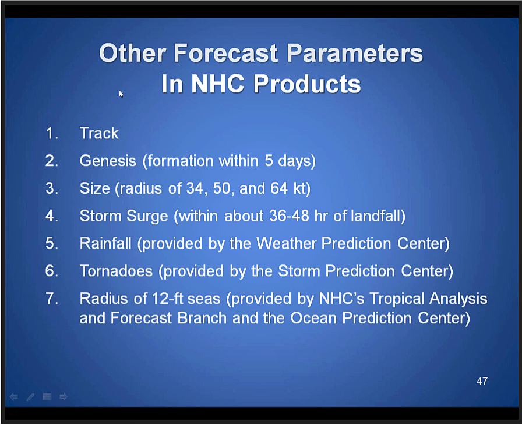This is just one of the things we provide, every 6 hours with a new advisory, in addition to the track: storm surge within about 2 days of landfall. Rainfall forecasts are included in our public advisory. Those are provided by the Weather Prediction Center. Any potential for tornadoes is provided by the Storm Prediction Center. And we'll include where the real high seas are for mariners to stay out of the way of tropical storms and hurricanes. And that's provided by the Tropical Analysis and Forecast Branch at the Hurricane Center, as well as the Ocean Prediction Center for north of 30 degrees latitude.